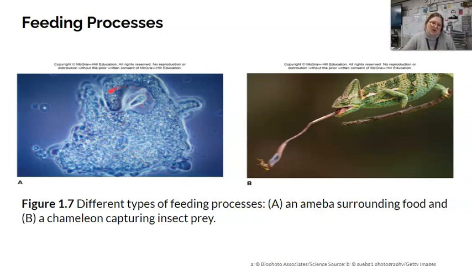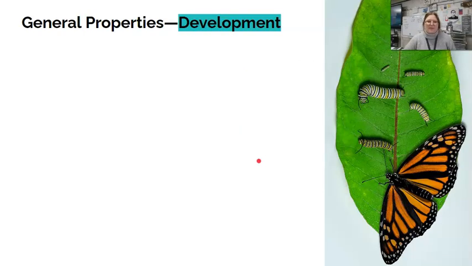So we see this arm wrapping around to eat the thing. And then we have a chameleon, which is eating the way that we think of eating, catching that bug.